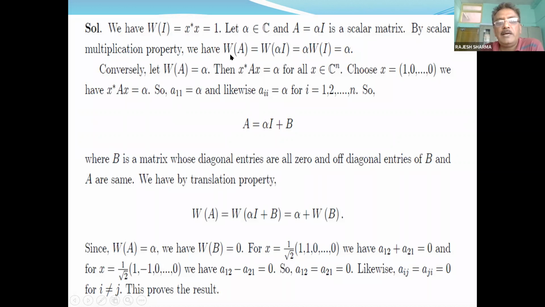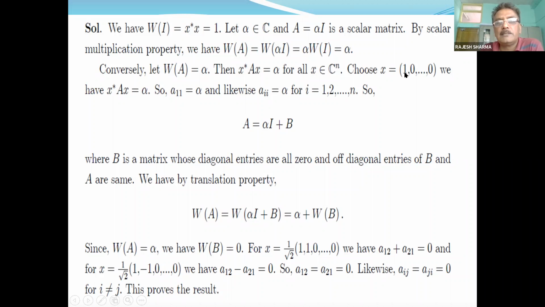If A is a scalar matrix, then the numerical range x star Ax, in place of A, write alpha, gives x star alpha x, which is just alpha x star x. Since x star x is 1, this is just alpha. So one part is immediate. Now conversely, suppose the numerical range is a constant, say this one point alpha. Then x star Ax is alpha for all x belonging to Cn.